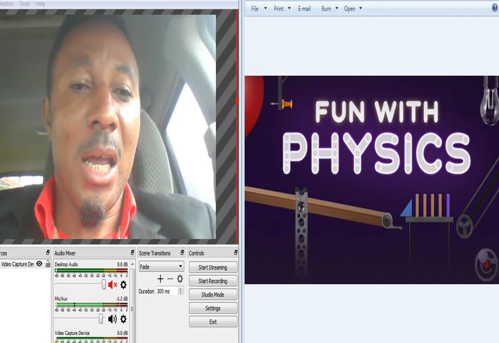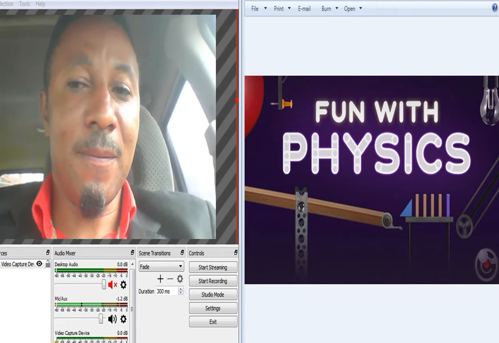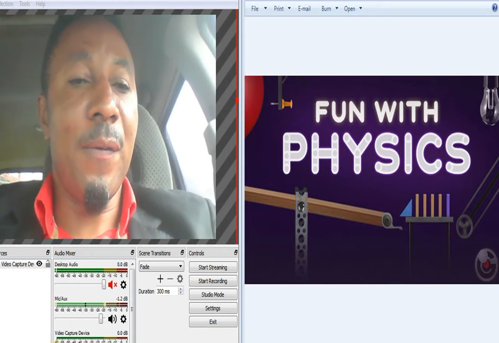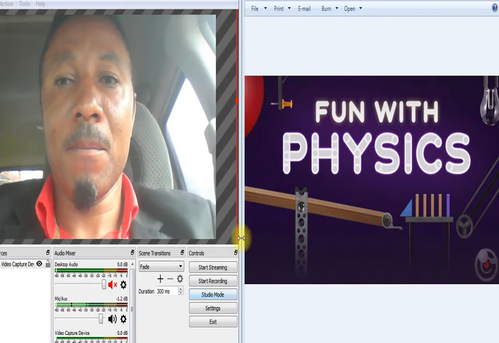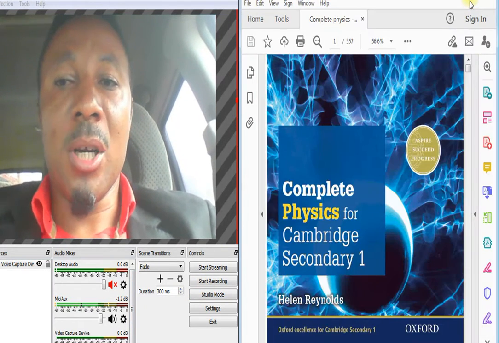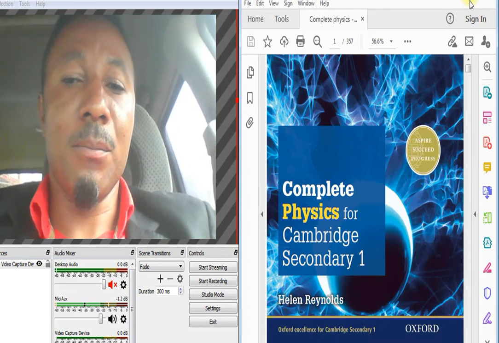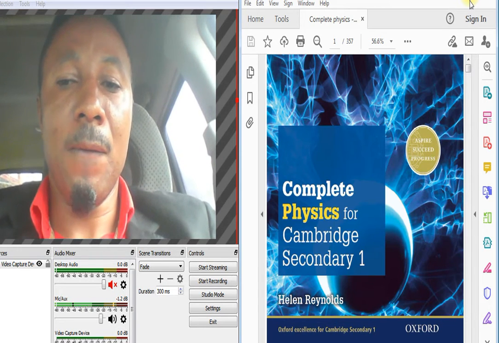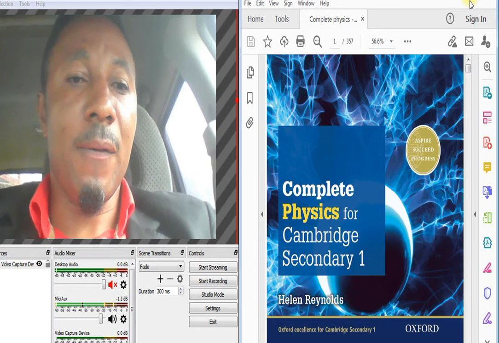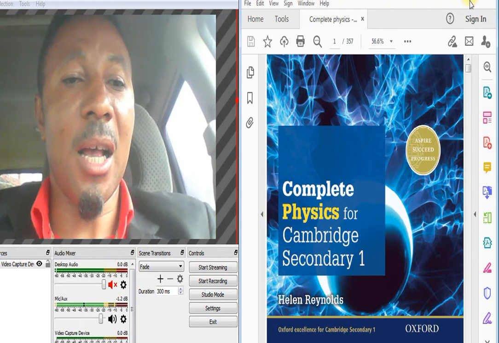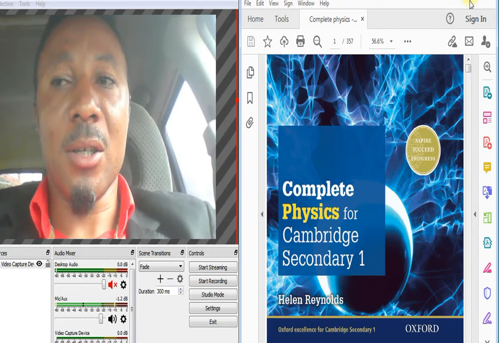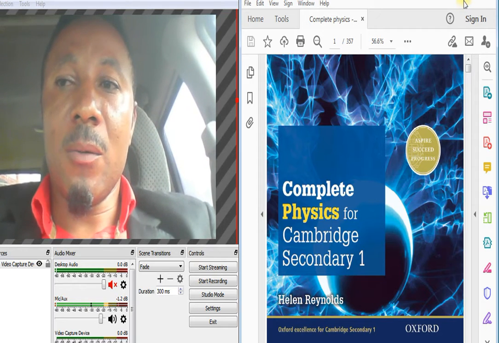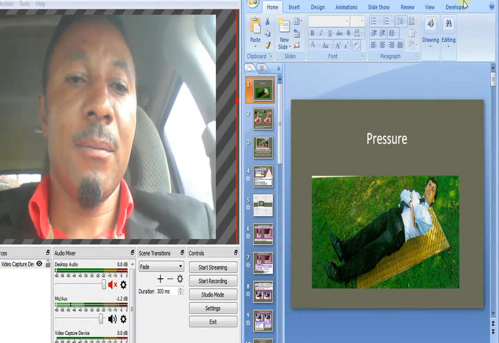Now, for today's lesson, we're going to be treating pressure. Page 150 of your textbook. Are you there? Page 150 of this book. Can you see the book on the right-hand side of your screen? Complete Physics for Cambridge Secondary 1. If you have it, you can scan through page 150 and see what's there. Let's not waste time. Let's quickly start. The topic is pressure.